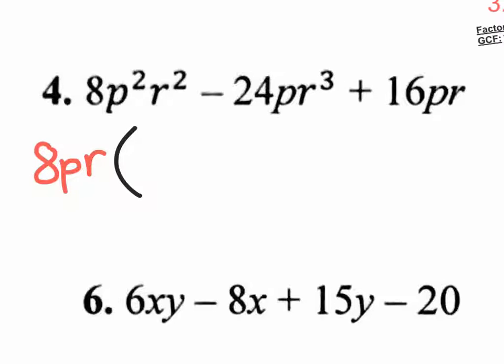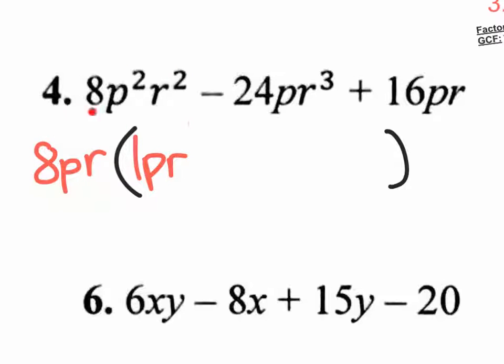Now, what would be left on the inside if I pull out an 8pr from each of these terms? If I pulled out an 8pr from here, we could think of it as a coefficient. 8 times what gets us 8? 8 times 1 gets us 8. Okay, so let's put a 1 right there. What about the p? P times what gets you a p squared? P times p gets you a p squared. And then also r. R times what gets us an r squared? R times r gets us an r squared. And it's true that 8pr times 1pr is 8p squared r squared.